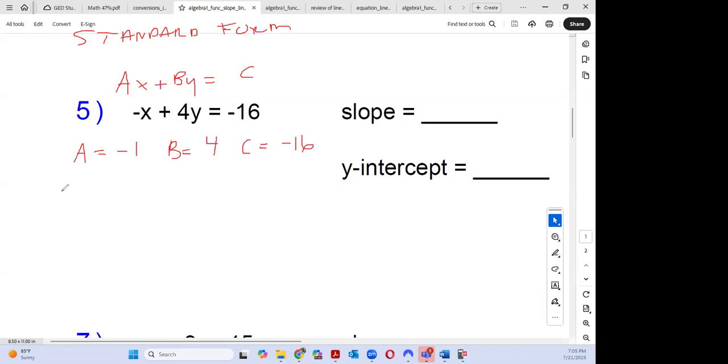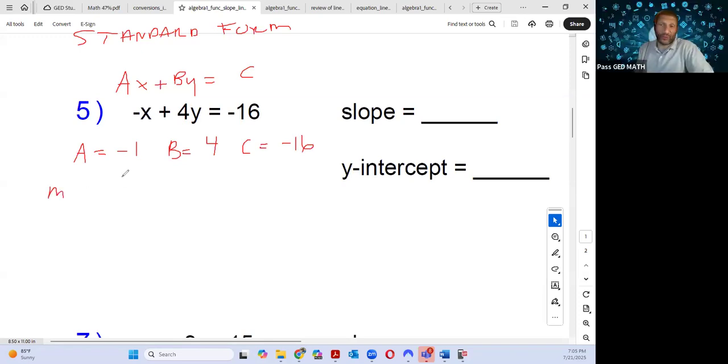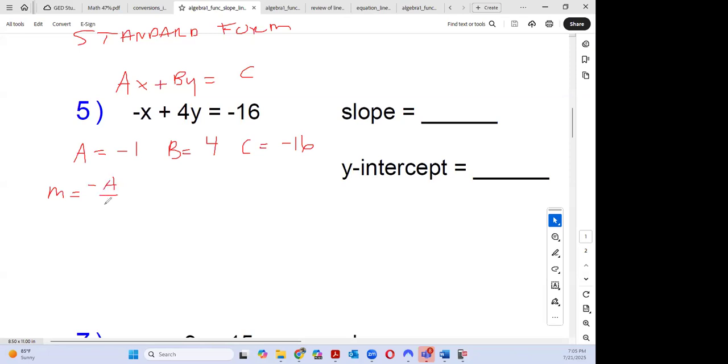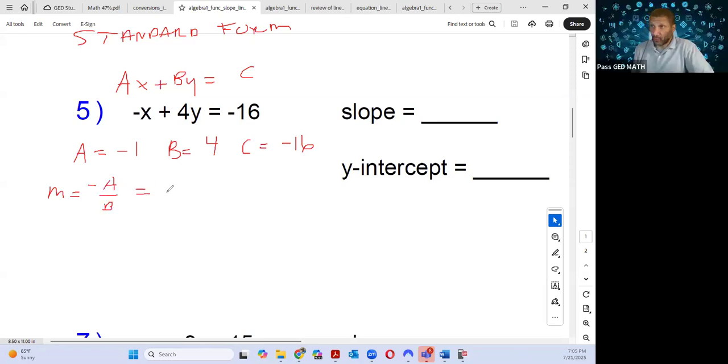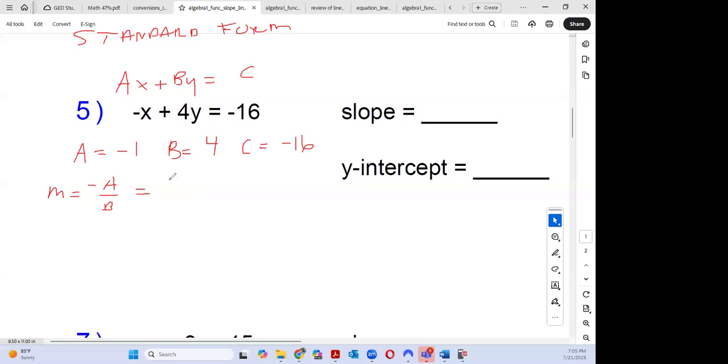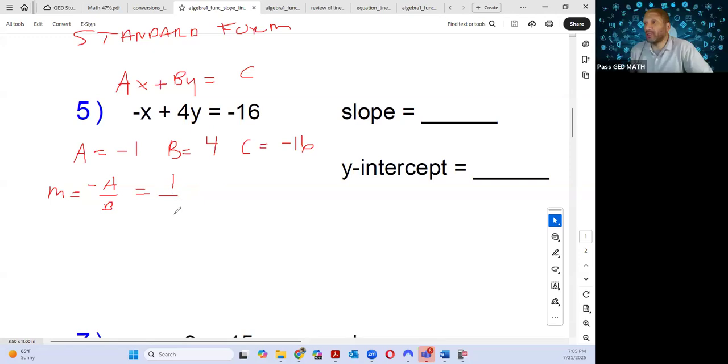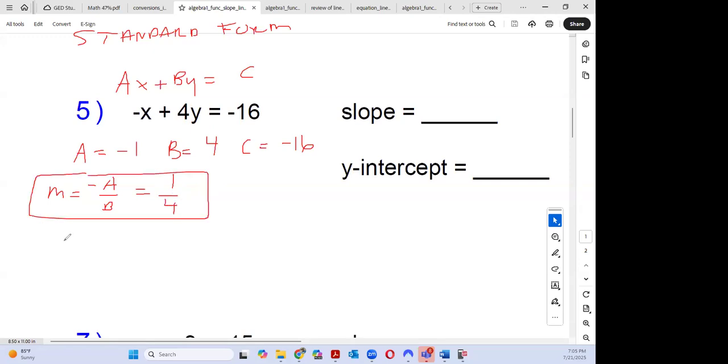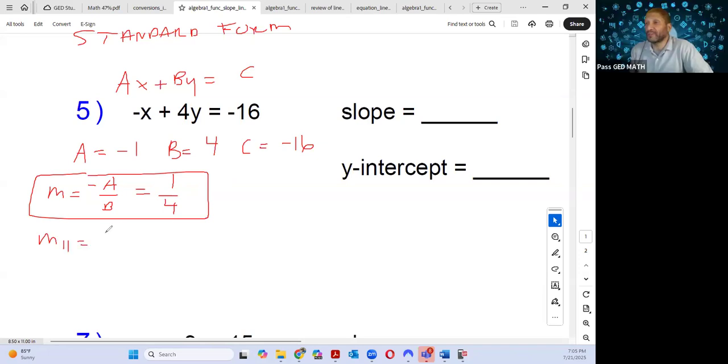The easy way to find the slope from standard form is, what equation did I give you? Negative A over B. If A is -1, what's the opposite of -1? 1. What's B? 4. The slope of this line is what? 1/4. The slope of any line that's parallel to this line is what? 1/4. The slope of any line that's perpendicular to this line is what?